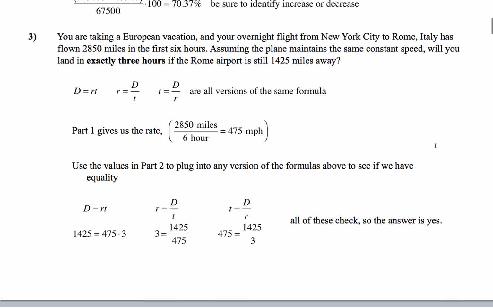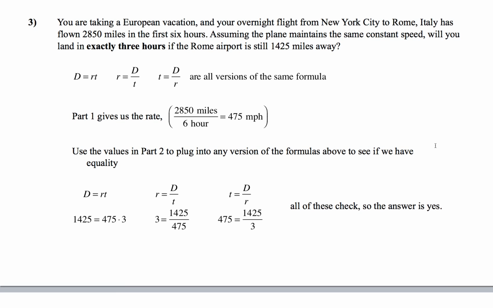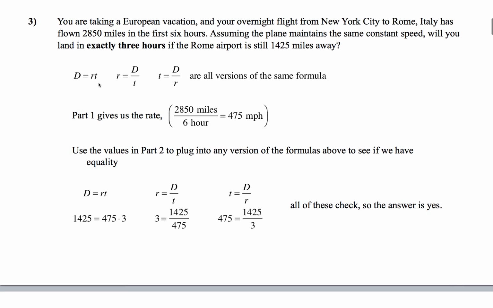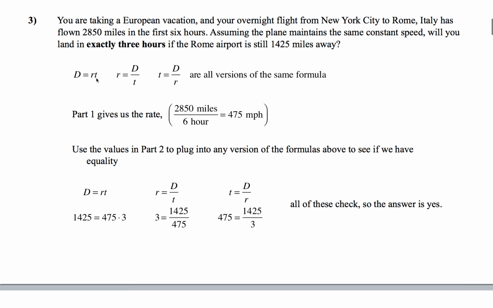And the next question deals with travel, or the speed at which, or the distance that you might travel. And it deals with the formula D equals RT, distance equals rate times time. If you divide both sides of this equation by T, then you get the equation R, rate, is equal to D, distance, divided by time. If you divide both sides of this equation by R, then you get time is equal to distance divided by the rate R. Those are all versions of the same formula.